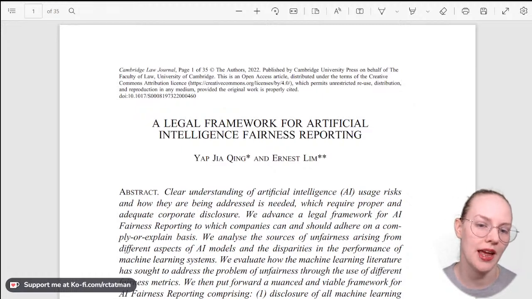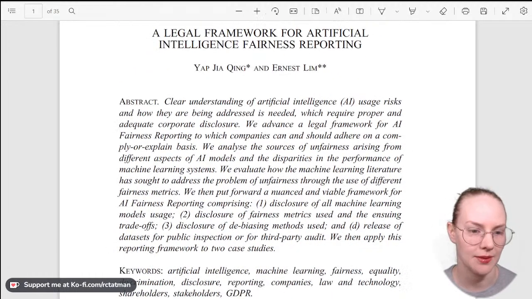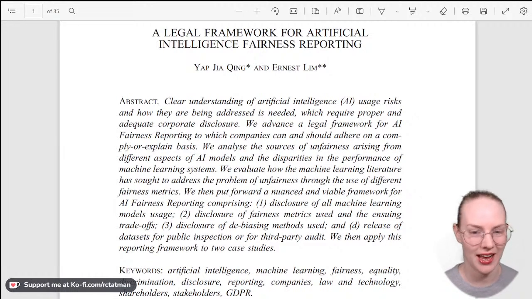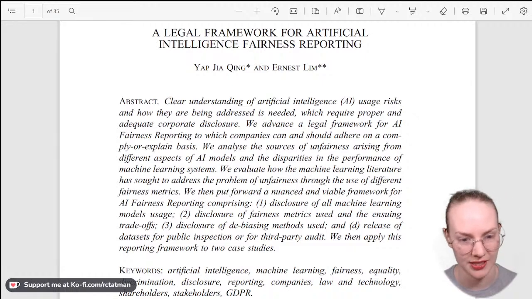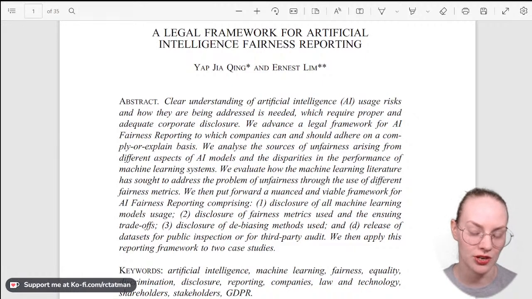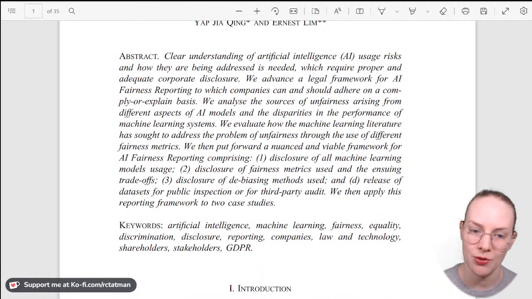Anyway, so this is a law paper, and they are proposing a legal framework specifically for fairness reporting of AI systems. So from the abstract: clear understanding of AI usage risks and how they are being addressed is needed, which I would agree, which require proper and adequate corporate disclosure. That'd be nice. We advance a legal framework for AI fairness reporting to which companies can and should adhere on a comply or explain basis. We analyze the sources of unfairness arising from different aspects of AI models and the disparities in performance of machine learning systems. Then we evaluate how the ML literature has sought to address the problem of unfairness through the use of different fairness metrics. We then put forward a nuanced and viable framework for AI fairness reporting comprising disclosure of all machine learning model usage. I think that's a great first step.